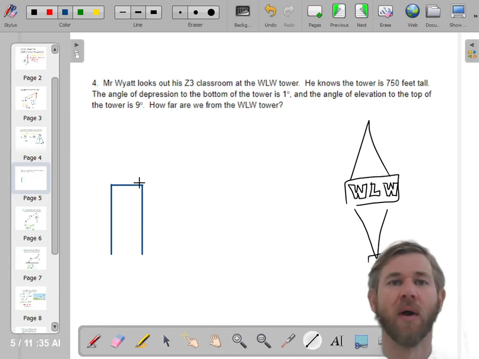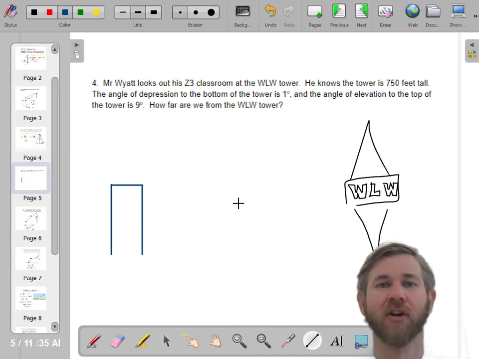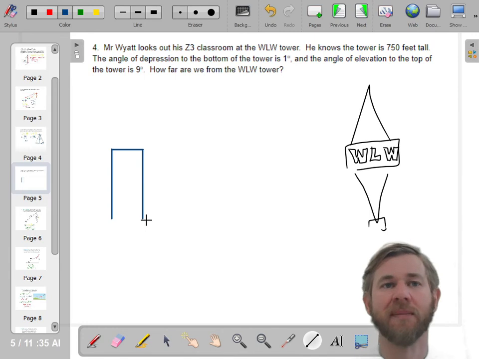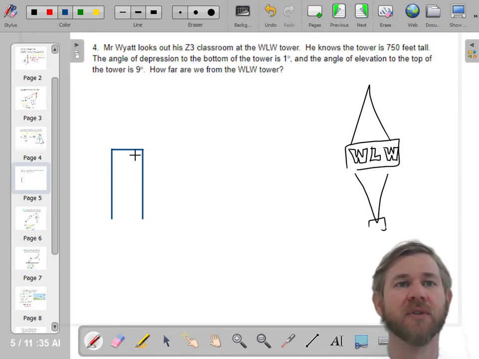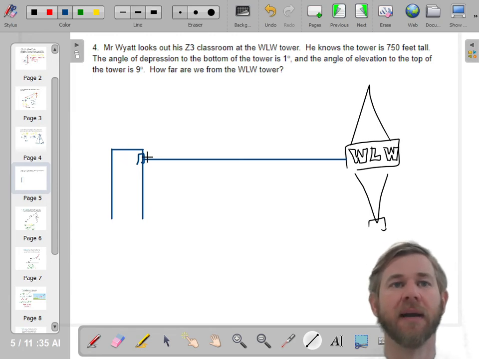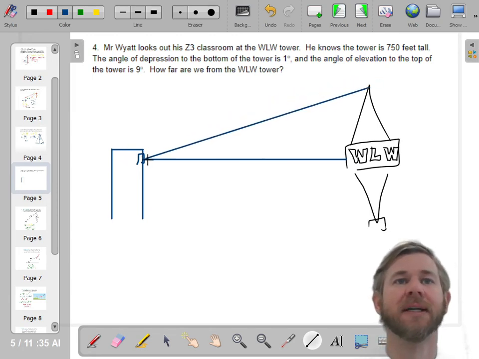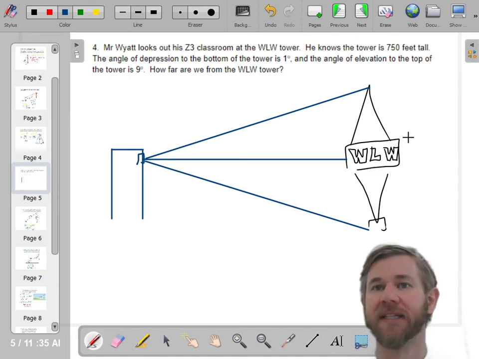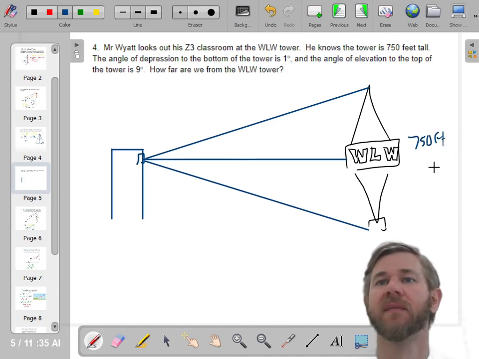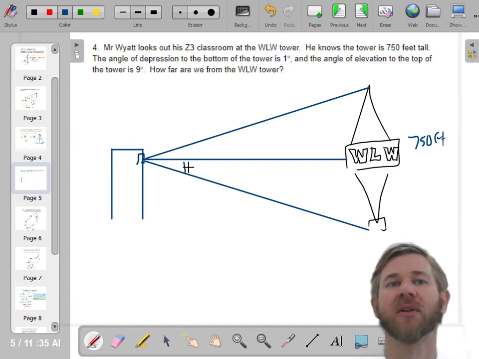Awesome. So I'm looking out the window and realize I'm on the 3rd floor. So if I'm on the 3rd floor, I'm not on the ground. I'm looking out the window, which we'll just say is right here. All right. Now I got a distance to the tower, and I'm going to look up at the top, and I'm going to look down at the bottom. And it says, I've looked up, the tower is 750 feet tall. And I know that the angle of depression to the bottom, so angle of depression is from the horizontal looking down, that's only 1 degree.